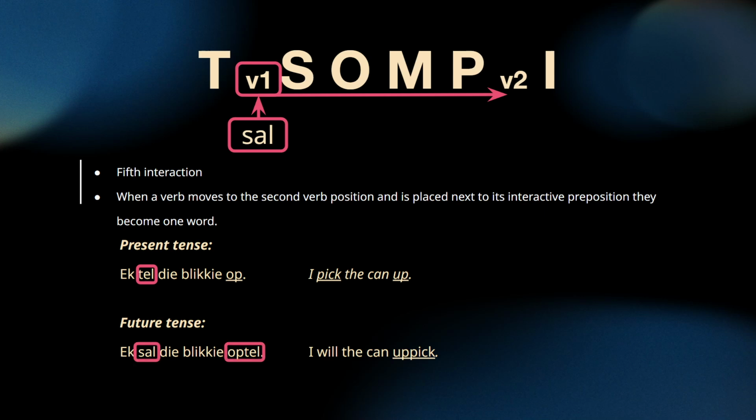So in my first verb position, I will put my future tense indicator sal, and then in my second verb position, I will now have the verb optel, even though tel is my verb and op is my preposition. The separation between those two concepts, they are still a verb and a preposition, they're just written together, is going to become important when we get into past tense.